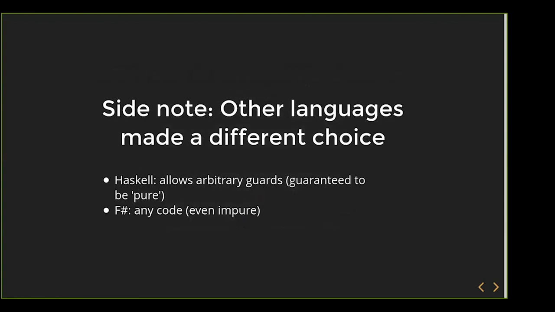Now, as a side note here, different languages made different choices as to how guards were implemented. For instance, in Haskell, you're allowed to use essentially any code inside of a guard, but because of its type system, you cannot have arbitrary side effects in there. But F# goes even further and says, well, just throw any code in there you want. But as we've talked about, this does mean that in these languages, the compilers are not able to reason about it as effectively. And also for humans, it becomes more difficult to understand what is going on.